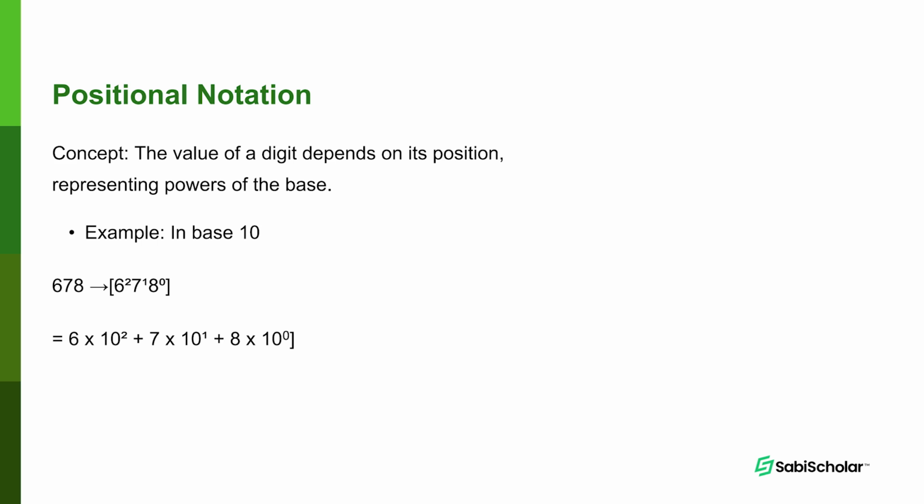Then the 7 is 7 tenths or 70, right? It is 7 times 10 to the power of 1. And the 8 is 8 units, that is 8 times 10 to the power of 0. So 678 is 6 times 10 to the power of 2, plus 7 times 10 to the power of 1, plus 8 times 10 to the power of 0, right?